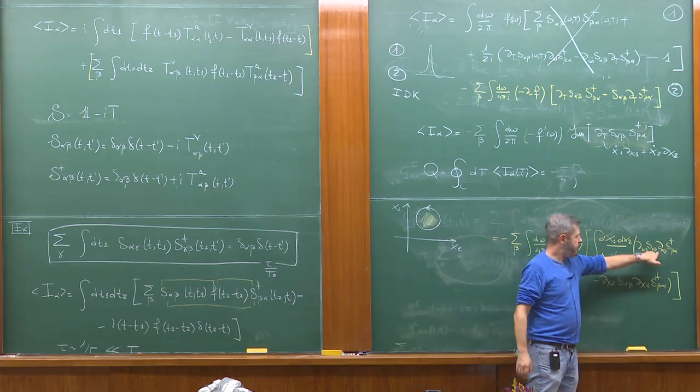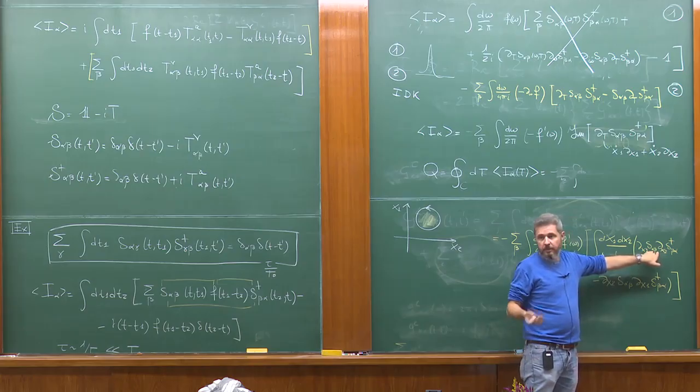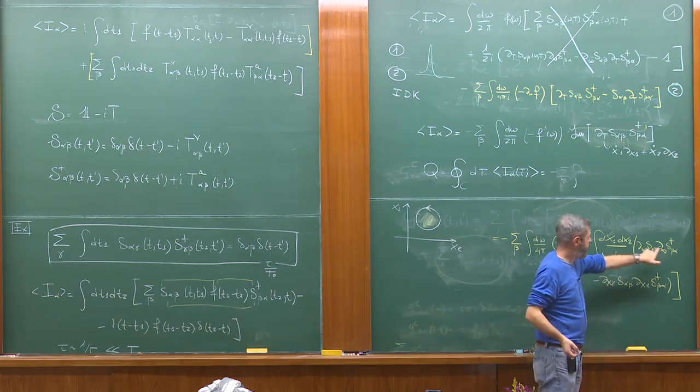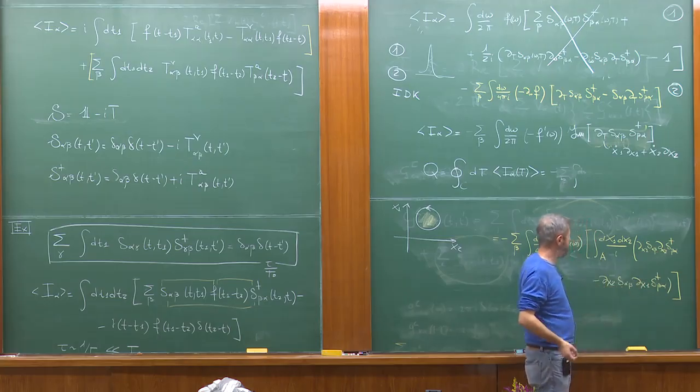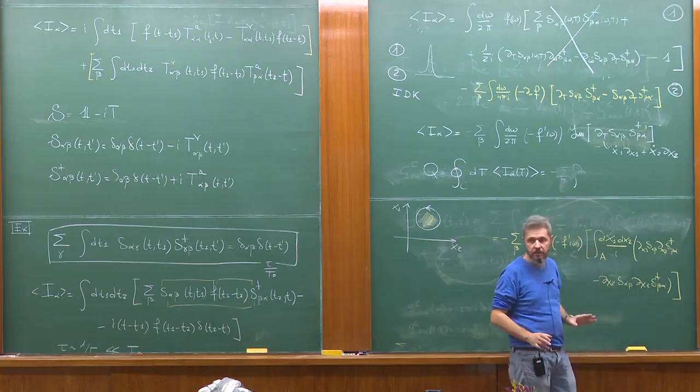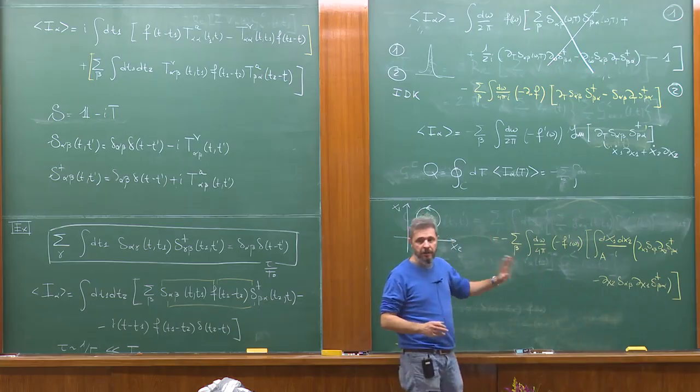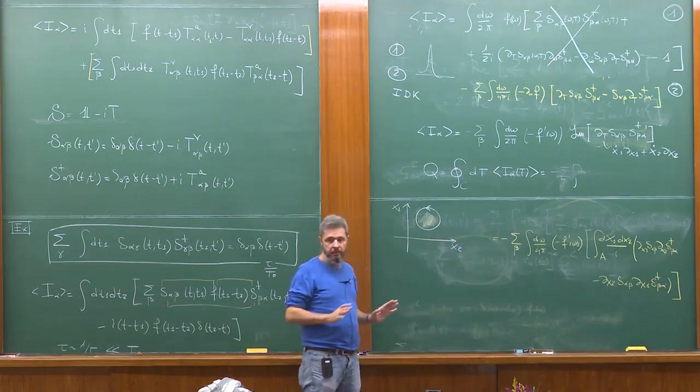These are the static S matrices depending on the parameters x1 and x2. And you have to take these derivatives and take the difference and then take this integral. But in principle, this allows you to just compute the current.